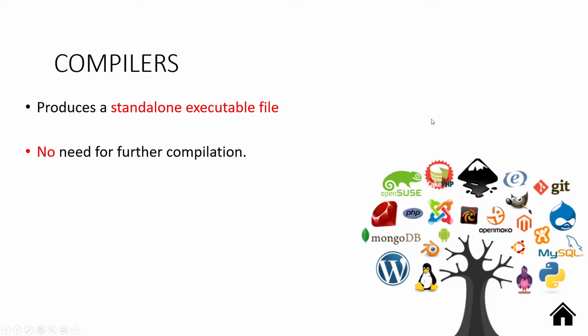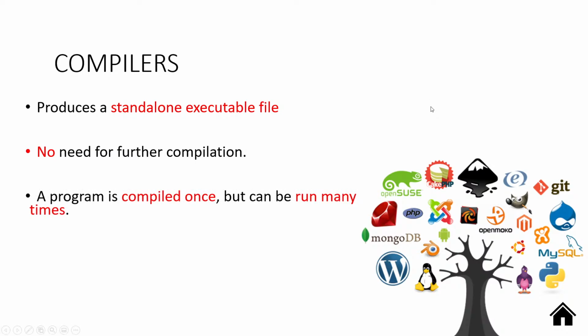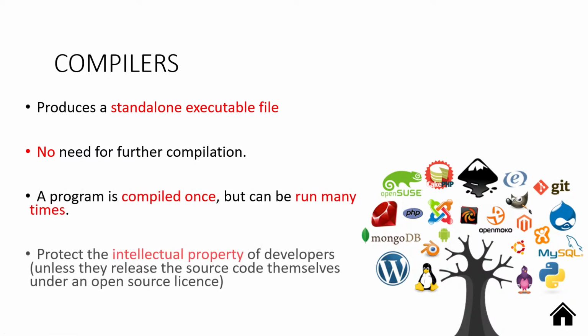So, a program is compiled once but can be run many times. And then when you've compiled something, it actually protects the intellectual property because everything is converted into machine code. You can't turn it backwards. So it's not reversible.